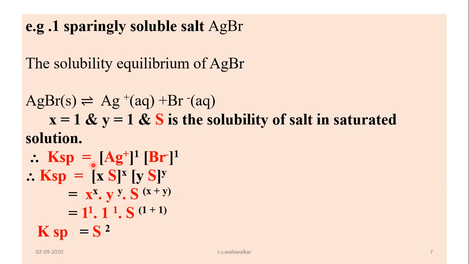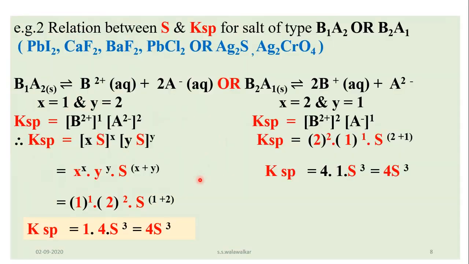Now you know that in this type of salt, X is equal to 1. So 1 raised to 1 into 1 raised to 1 into S raised to 1 plus 1, and therefore Ksp is equal to S square for the AgBr type of salt, or AgCl type of salt.